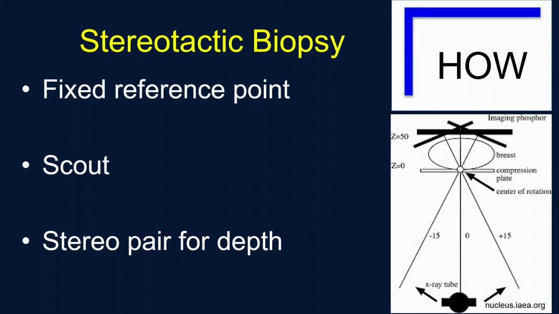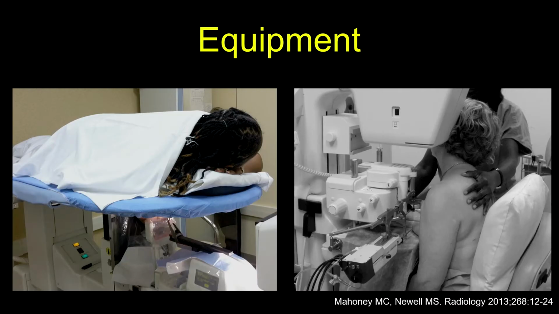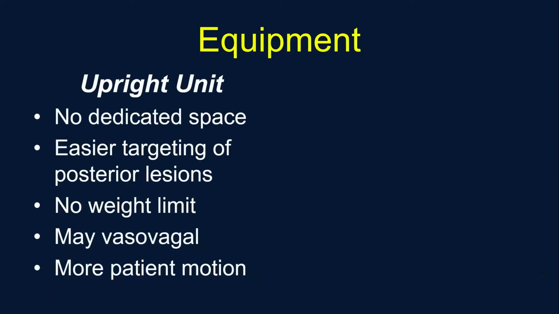Now, thankfully, these systems are all automated, but back in my day when I first started doing this, we had to manually do algebra every single time we wanted a sample, and it was rather painful. These biopsies can be done lying down on a table, so in the prone position, or with the patient sitting upright in a chair, and it's a system that's added onto a standard mammography unit.